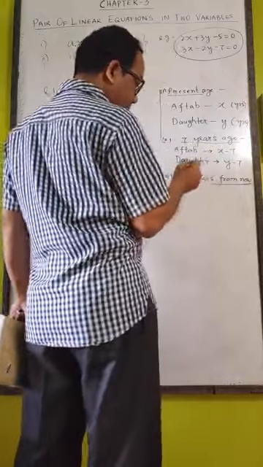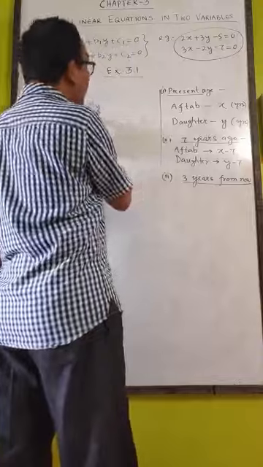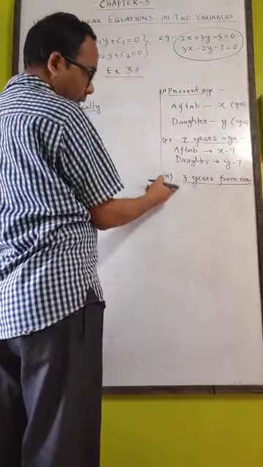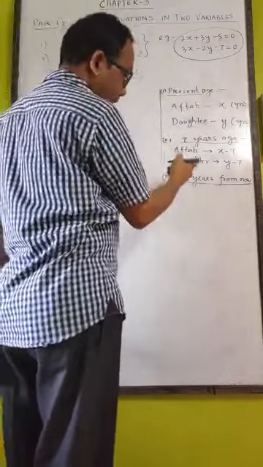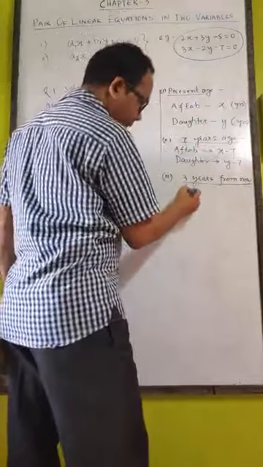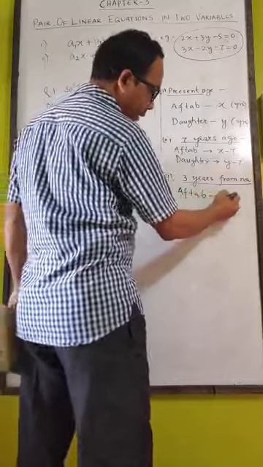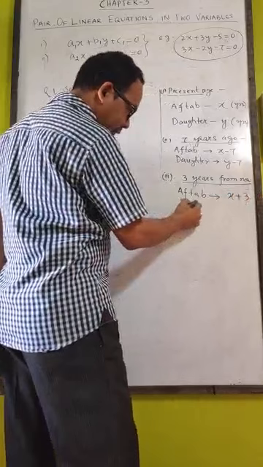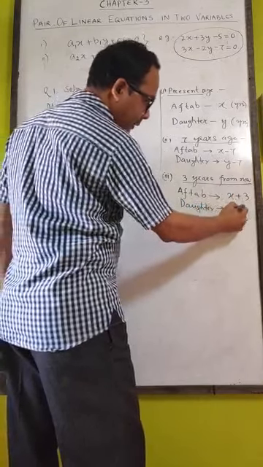And this is the first case under which we have to make the first linear equation. And 3 years from now, from this second condition, we have to make the second equation. Again, 3 years from now, the present age is x, therefore Aftaf's age will be x plus 3. And similarly, the age of the daughter will be y plus 3.